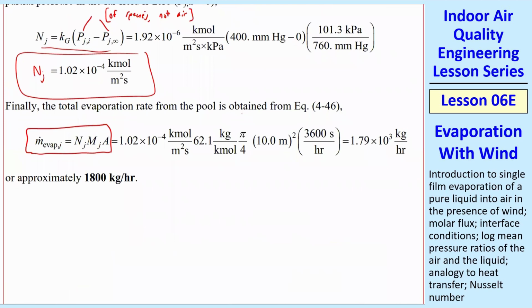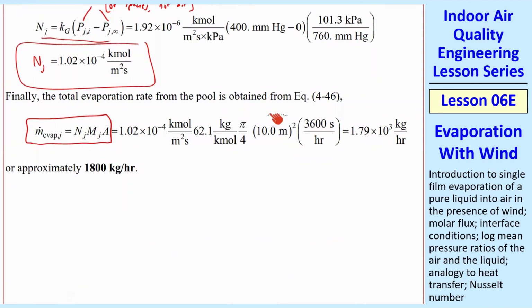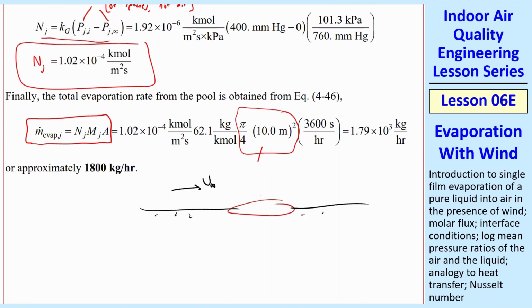So finally, we plug everything in, do some unit conversions. This is the area here, area of a circle, since it's a puddle, a circular area on the ground like this with the wind blowing like this. So this is the area, pi over 4 D squared, and plug everything in. And to 2 digits, which is certainly the best you're going to do with this kind of a problem, I get 1,800 kilograms per hour.